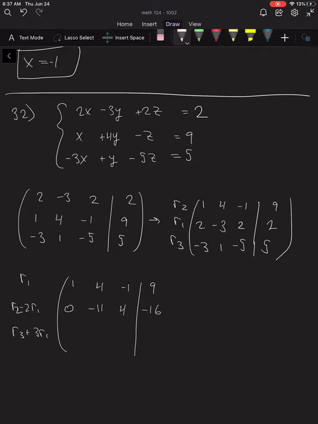Was that supposed to be? Yeah, minus 3. Okay, now the last row, row 3 plus 3 row 1. So minus 3 plus 3 of this is 0. 1 plus 3 of that is 13. Minus 5 plus 3 of this.